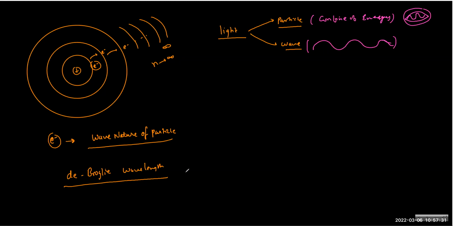Now de Broglie said that a moving particle will have momentum. If a particle is moving with velocity v and has some mass m, it will have momentum mv. And if you have momentum, it will have some wave-like characteristic. It will have some wavelength.